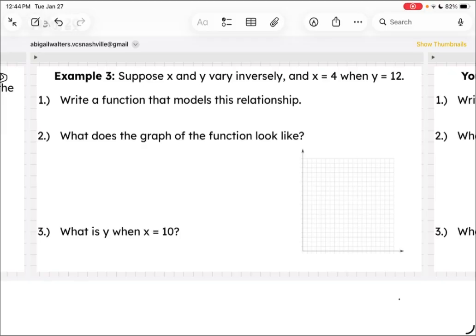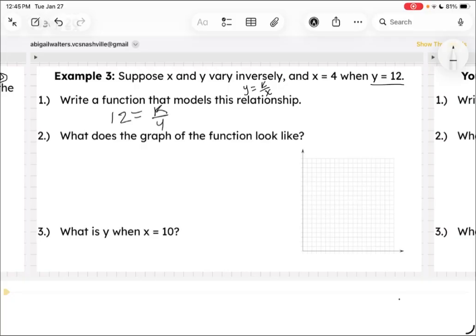All right, in this example it says suppose x and y vary inversely. That's telling me y equals k divided by x. x is 4 when y is 12. Let's write a function that models this relationship. What we need is k. Using that format, y equals k divided by x, let's plug in our numbers. y is 12, so I've got 12 equals, and we don't know k, but we do know x is 4.